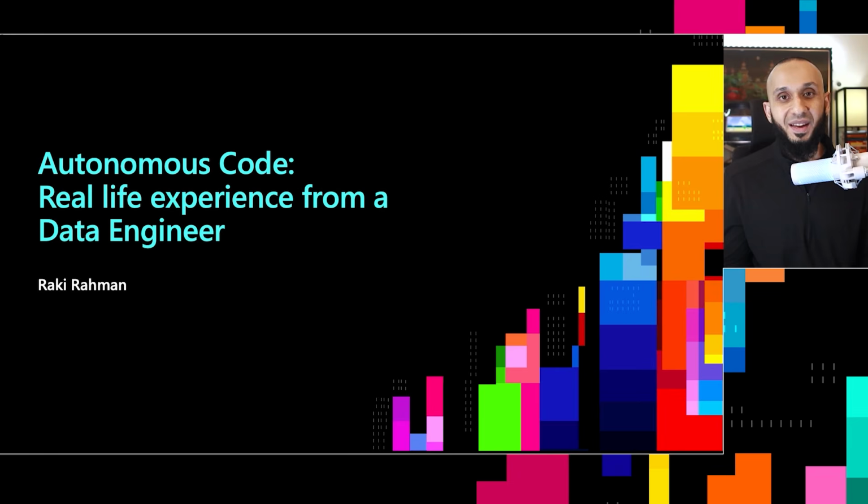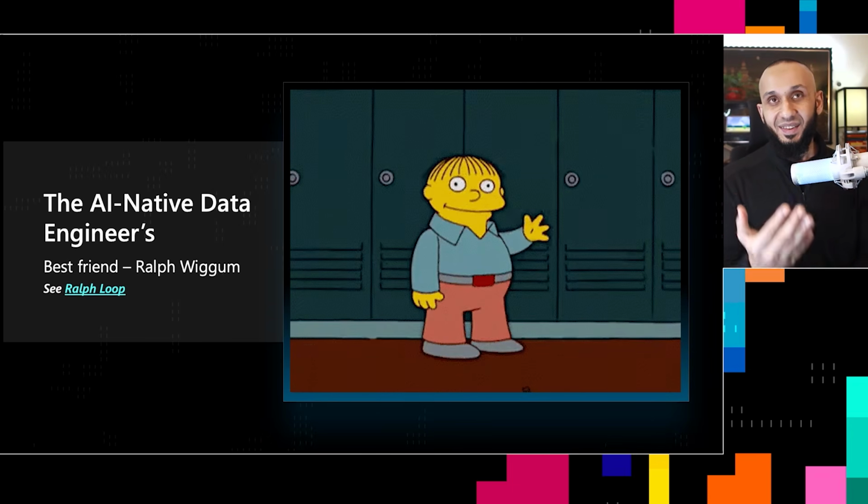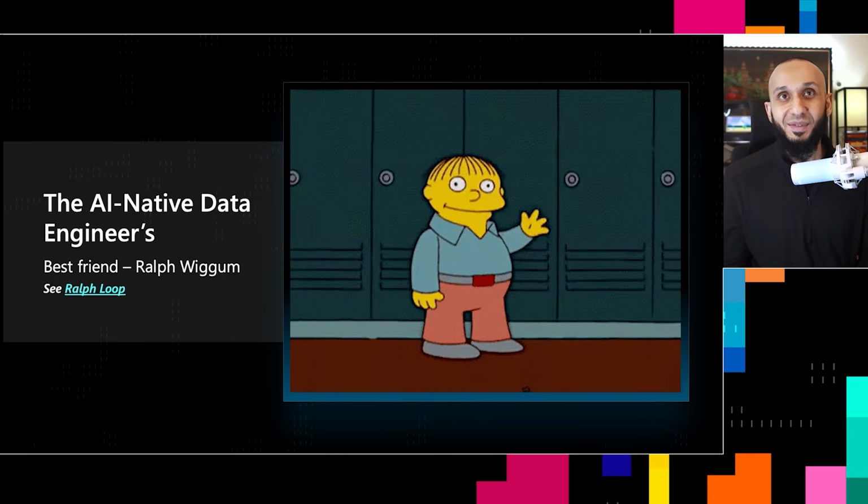Thank you, Piero. So we're going to have some fun now. The way I want to approach AI is this is a TV show character. It's from The Simpsons. His name is Ralph Wiggum.